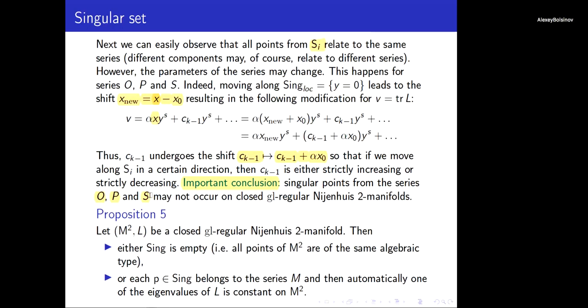And therefore, we come to the following conclusion. If our manifold is compact, so we take a closed GL regular Nijenhuis manifold, then the singular set is either empty, that's one possibility, or all the singularities are related to the series M. And then automatically one of the eigenvalues is constant on our manifold. It means that we have described all local singularities, but only one of them can actually occur on a compact manifold, which is nice. So the compactness of a manifold essentially reduces the number of possibilities.